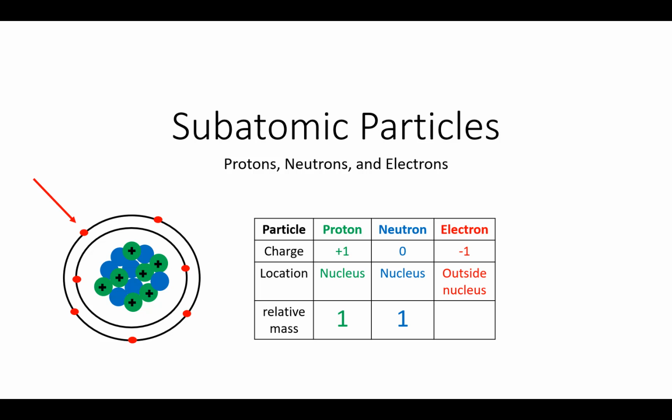Here's something that's really interesting. The electron is incredibly tiny compared to the proton and the neutron. As you look at the relative mass, you'll see how tiny this particle is. Because of that, it really does not contribute to the overall mass of the atom. You'll see in a moment that the electron has nothing to do with the calculation for atomic mass. It's simply too tiny to make a difference.